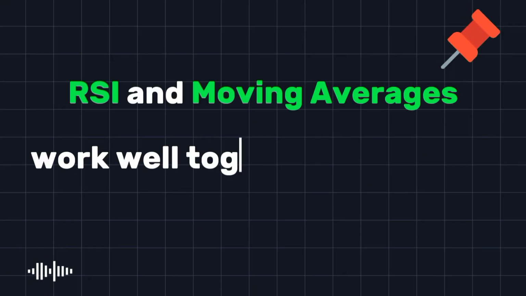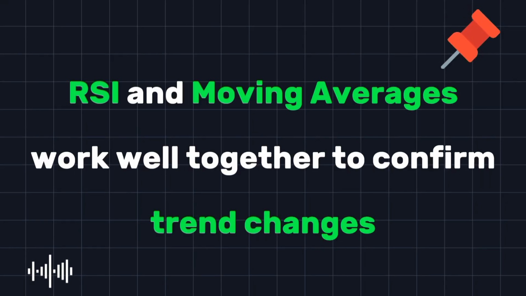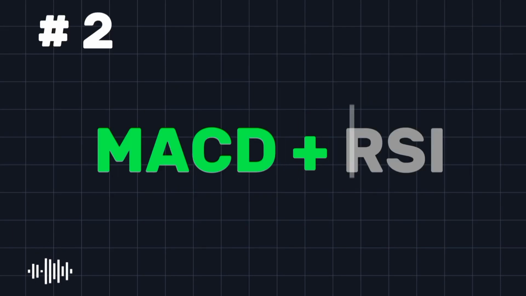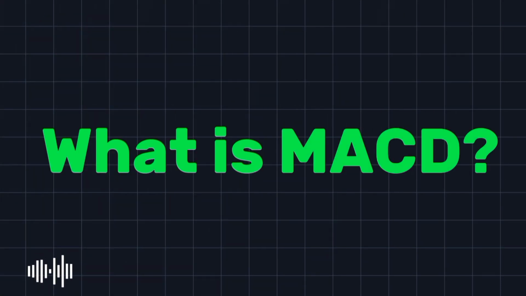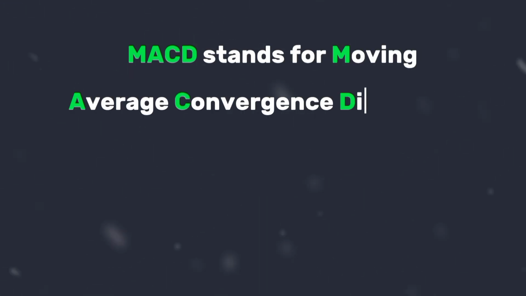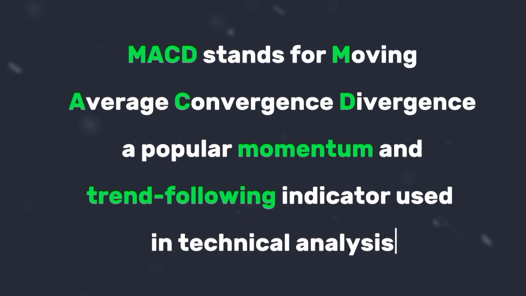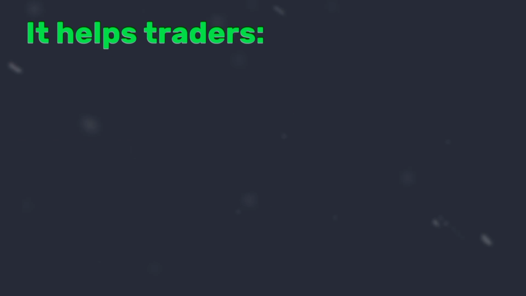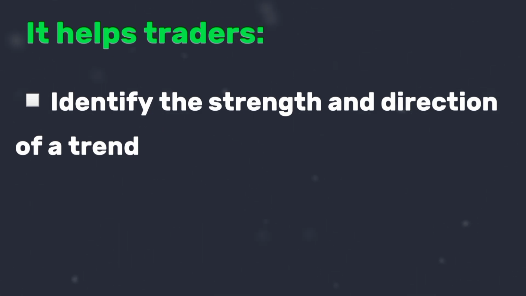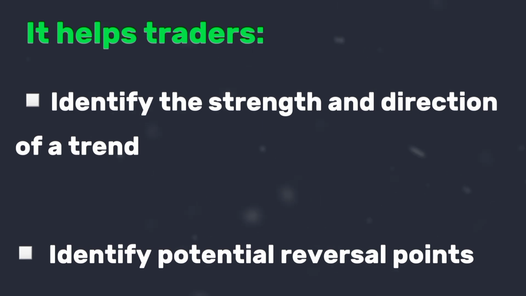RSI and moving averages work well together to confirm trend changes. 2. MACD plus RSI. What is MACD? MACD stands for Moving Average Convergence Divergence, a popular momentum and trend following indicator used in technical analysis. It helps traders identify the strength and direction of a trend, as well as potential reversal points.